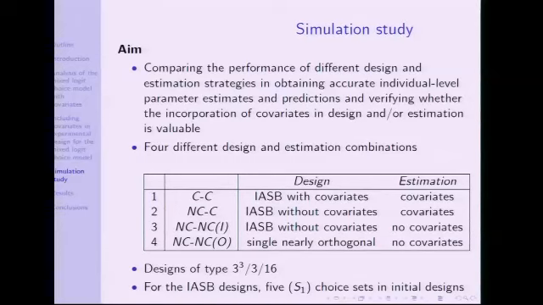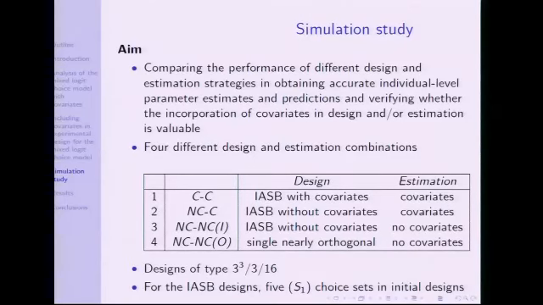To see whether the incorporation of covariates in both design and estimation of the mixed logit choice model was beneficial, we set up a simulation study, and so we wanted to verify whether we get more accurate estimates for the parameters at the individual level in a mixed logit choice model. For that, we considered 4 different design and estimation combinations, which are described in this table here.